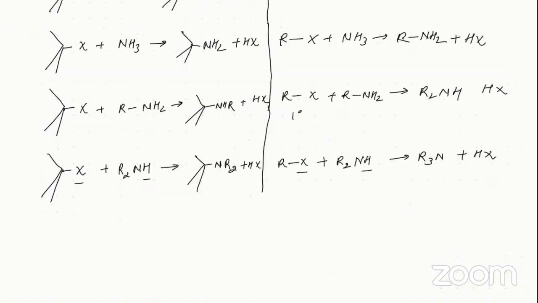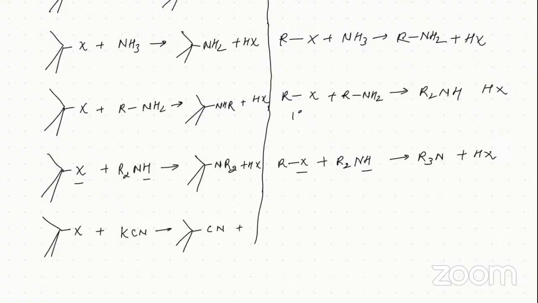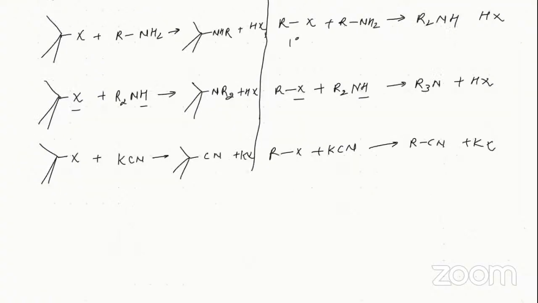Next one you see. You take with the KCN. So it will give RCN plus what is being left out? KX is out. Similarly, if you are taking RX and treating with the KCN, this is going to be RCN plus KX out. Many examples are there.